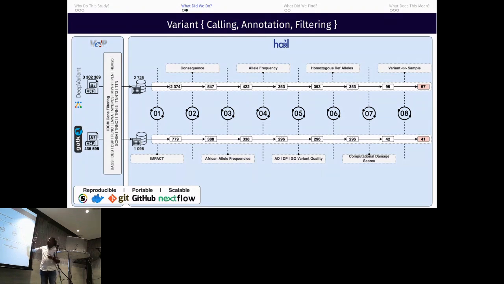Next, we looked at the allele frequencies in our dataset that was calculated during variant calling. And again, we applied a filter of 0.5%. So anything higher, we got rid of. The next thing was the allele depth, the genotype quality, and this is one of the filters that is sometimes overlooked.